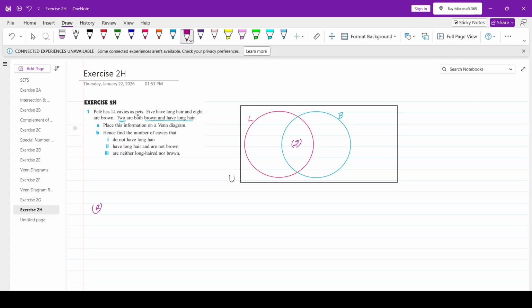Now the total number of KVs, that is the universal set, is 14. So we know this is 14. And 5 KVs have long hair. So this circle contains 5 KVs, out of which 2 we have already written. So remaining are 3. And 8 are brown, out of which 2 we have already written. So the remaining 6 will come here. Now we know in this universal set there are 14 KVs, out of which 6, 2 and 3, that is 11, we have already written. That means the remaining 3 out of those 14 will come here.